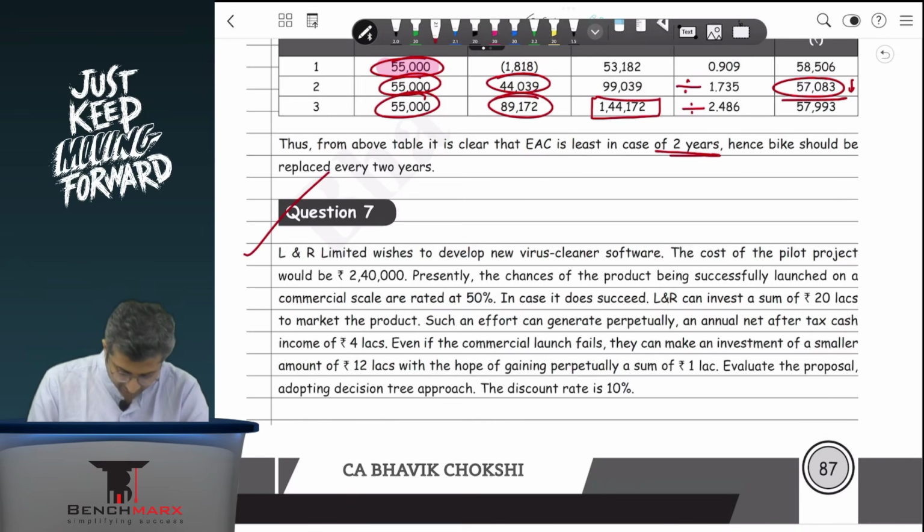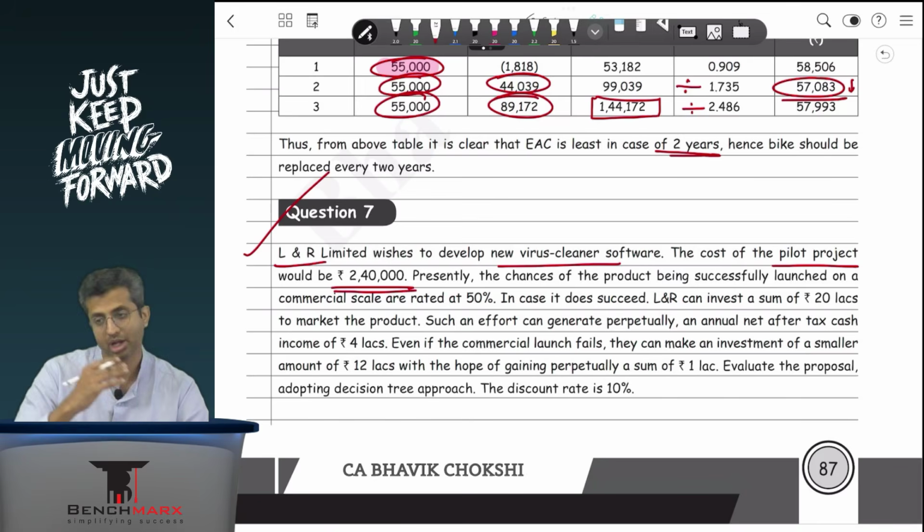So this is question 7. L&R wishes to develop a new virus cleaner software. The cost of the pilot project would be 2,40,000. So the first decision is, should you take the pilot project or not? If you take it, then 2,40,000 will be spent. Otherwise, you don't take the pilot project, in which case nothing will be spent.